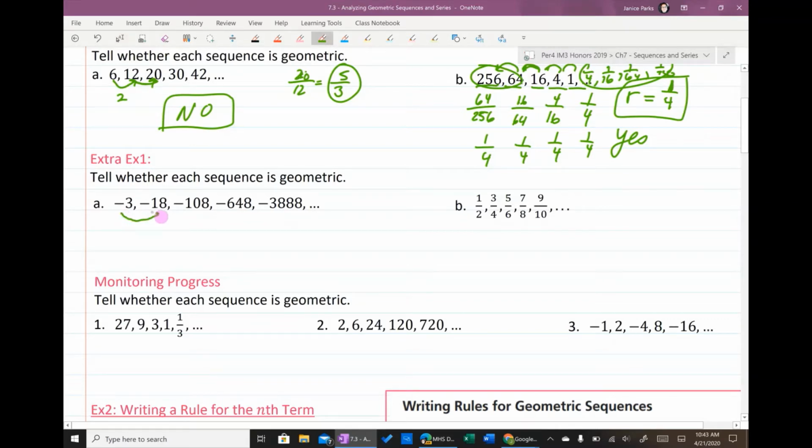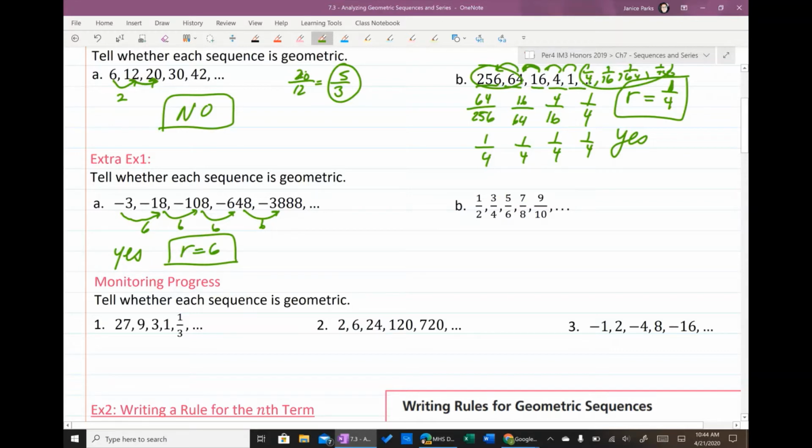You should have already tried these first before you play the video again. So for the next one here, they are multiplying by 6 every single time. And you need to check all the numbers. Just use your calculator and you can check them all. So the answer is yes, and they have a common ratio of 6.